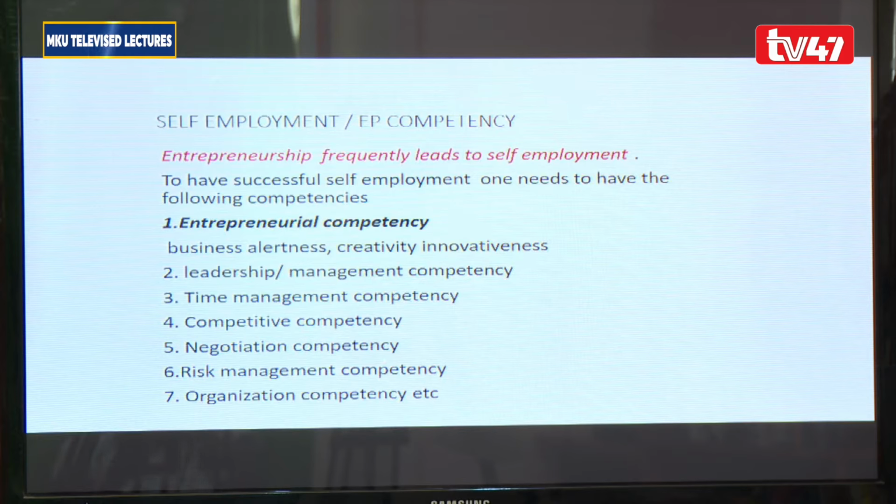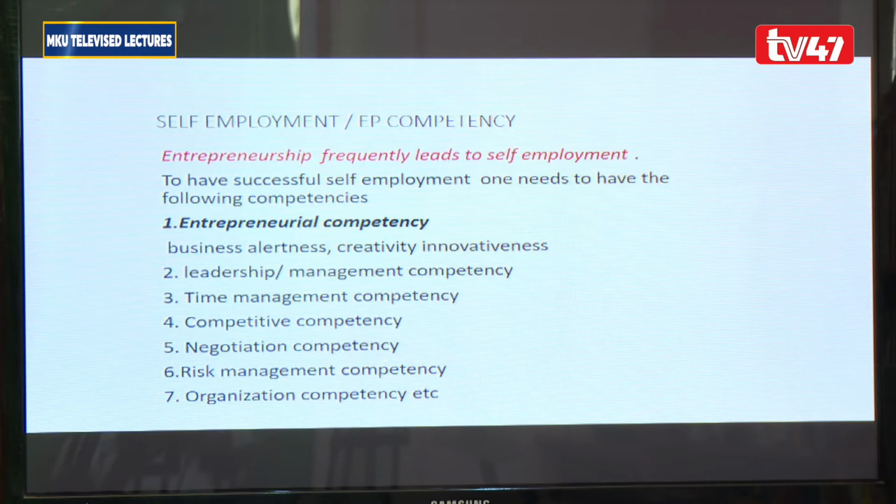Self-employment can be where you are able to start your own business activity or your organization and be able to run it, be able to make decisions, and be able to manage it. And that is what we call self-employment.